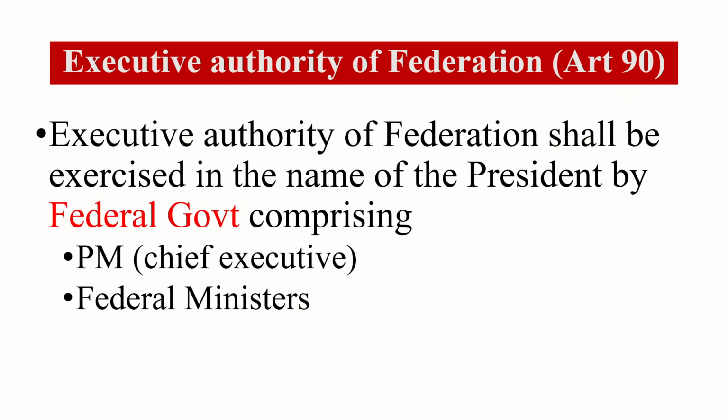The Constitution also defines the federal government, which comprises the Prime Minister and federal ministers. The Prime Minister is the chief executive of the country and he is assisted by the federal ministers. So please note that Ministers of State, Advisors and Special Assistants to the Prime Minister are not part of the federal government or the federal cabinet. Only the Prime Minister and the federal ministers are part of the federal government or the federal cabinet.